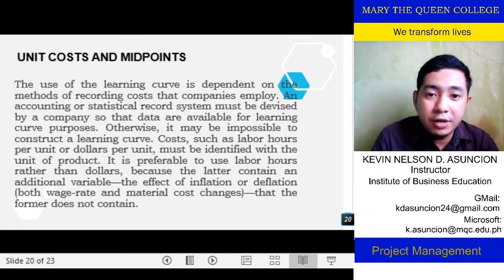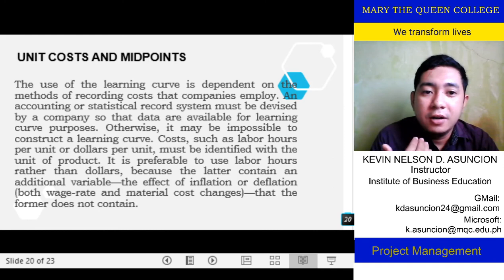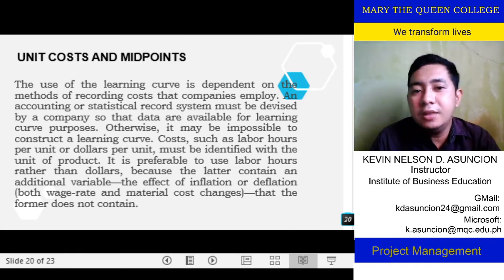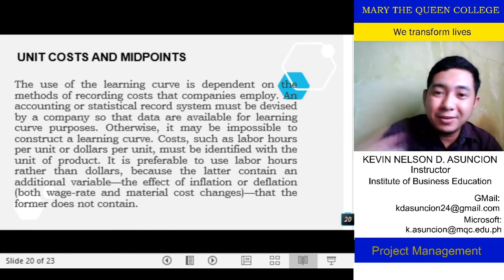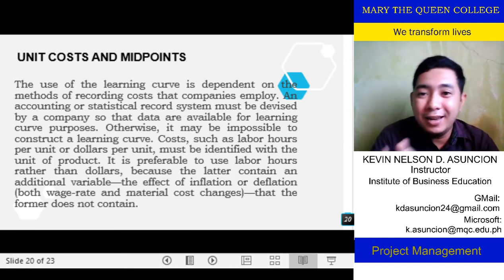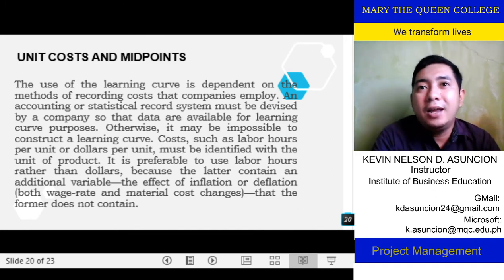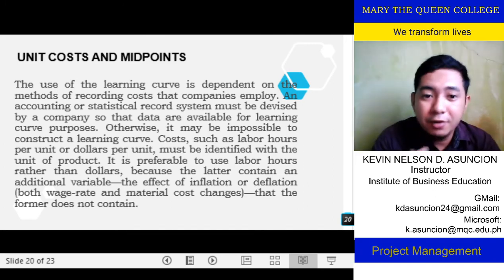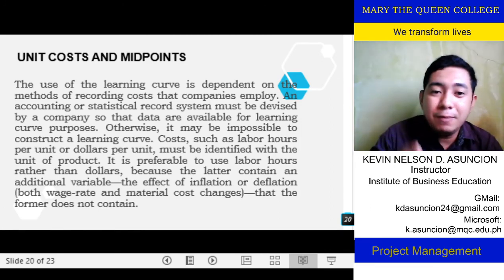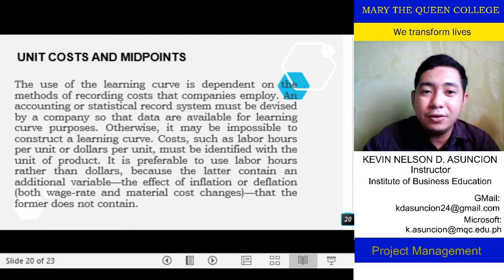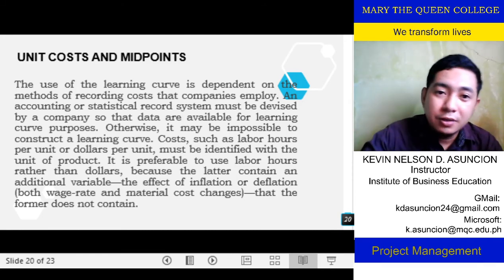So, the use of the learning curve is dependent on the methods of recording costs that companies employ. An accounting statistical record must be devised by a company so that data are available for learning curve purposes. Otherwise, it may be impossible to construct a learning curve. Kasi kailangan meron kang data. Kanina, given na sila, no? Para makita ko kung nagbabago nga o natututo nga. So you keep on track, para makita ko yung bagong unit costs, no?